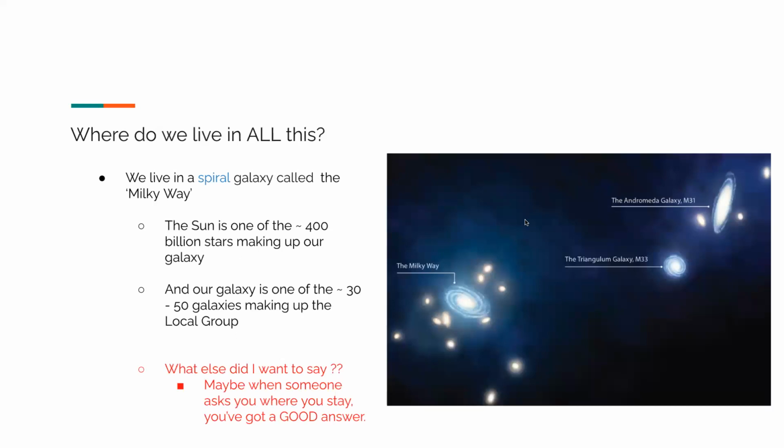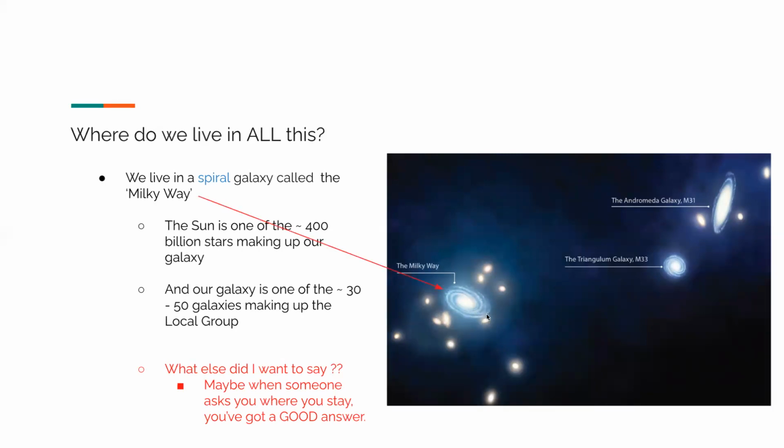And where do we all live in this? So we live in a spiral galaxy, it's called the Milky Way. And the Sun is one of the 400 billion stars making up this galaxy. And our galaxy is one of the approximately 30 to 50 galaxies making up a local group, not a cluster.